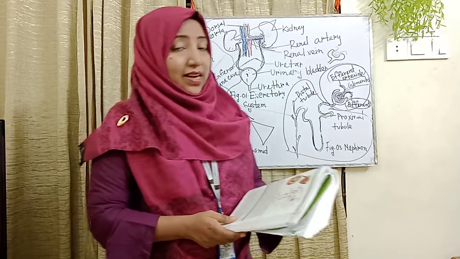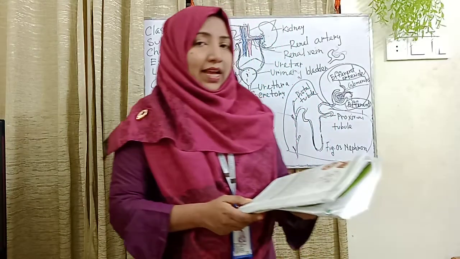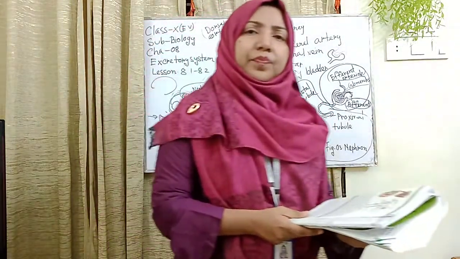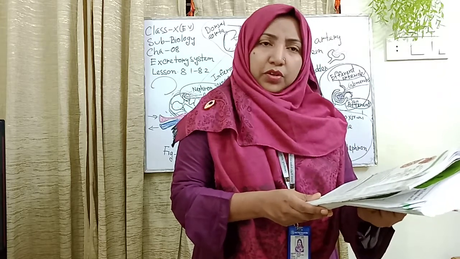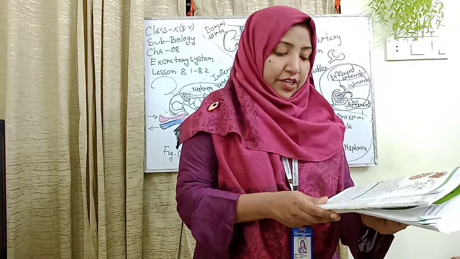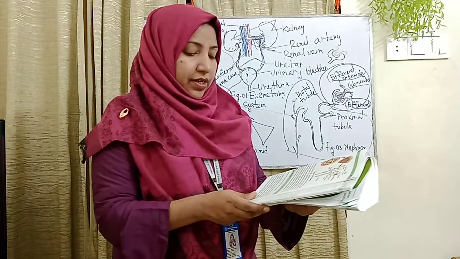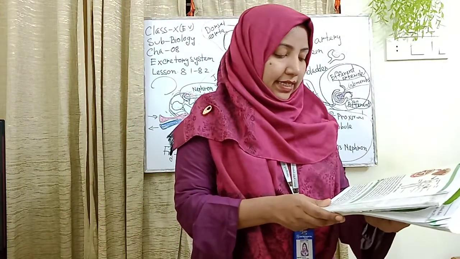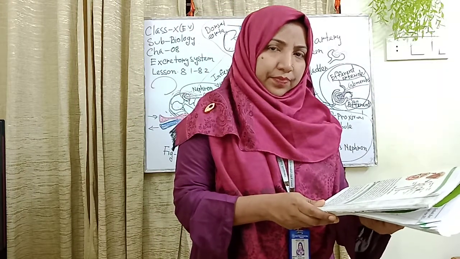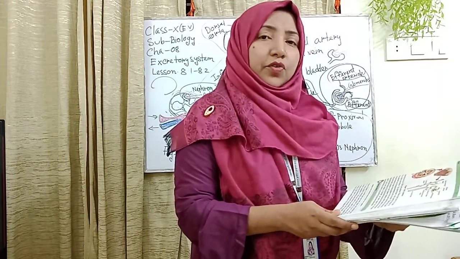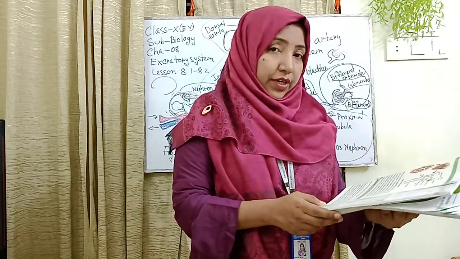Please everyone try to draw this figure accurately. Now I will also explain the function of the kidney. A normal adult man expels almost 1500 milliliters of urine daily. Urine contains nitrogenous waste products such as urea, uric acid, ammonia, creatinine, etc. These are harmful to health. The kidneys play an important role in eliminating these unwanted and harmful waste products.